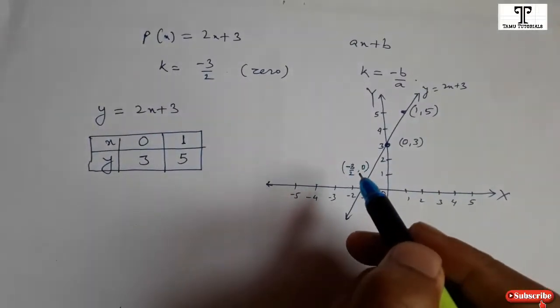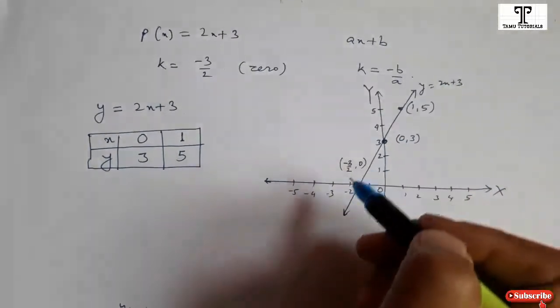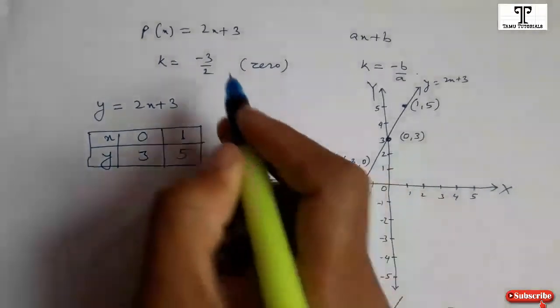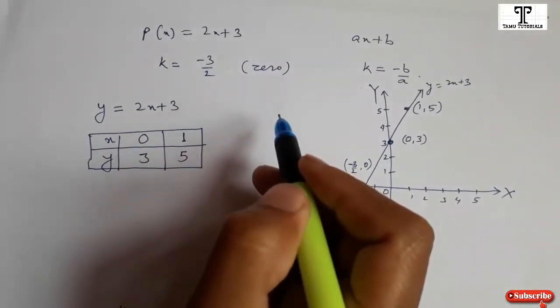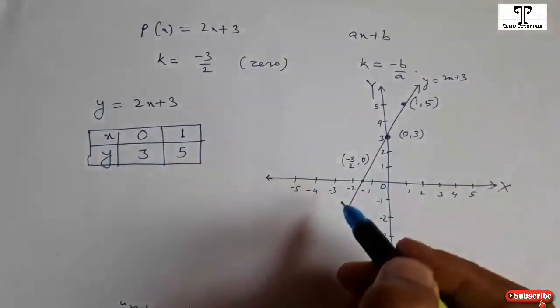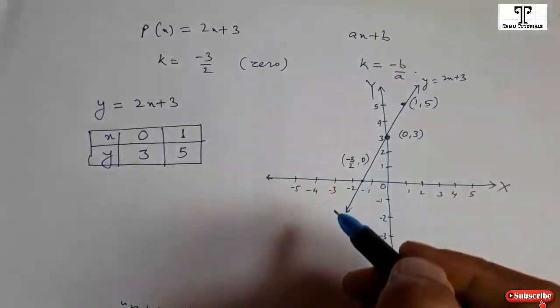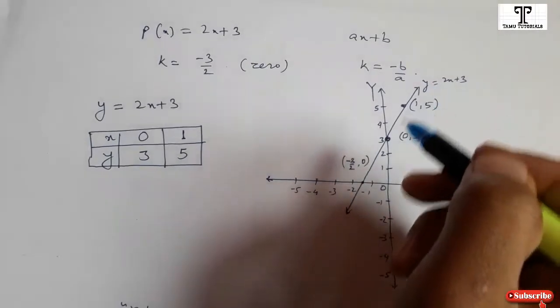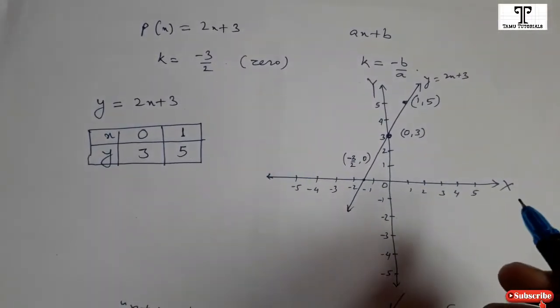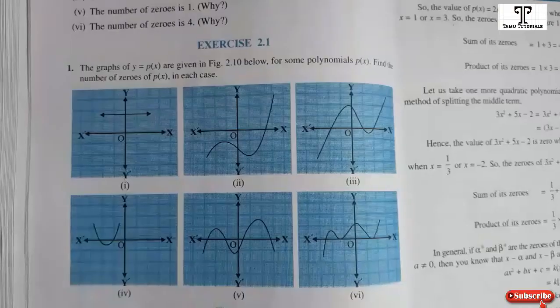So the x coordinate of the point where the graph of the equation crosses the x-axis is the same as the zero of the polynomial. So the geometrical representation of the zero of the polynomial is the x coordinate of the point where the graph crosses the x-axis.